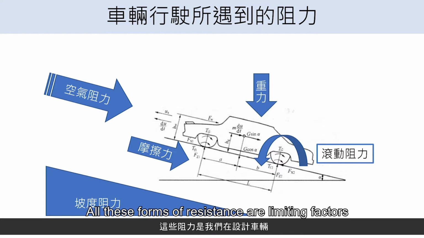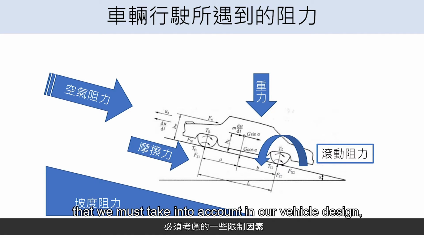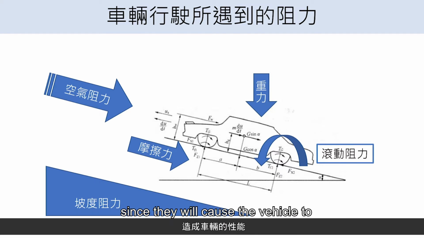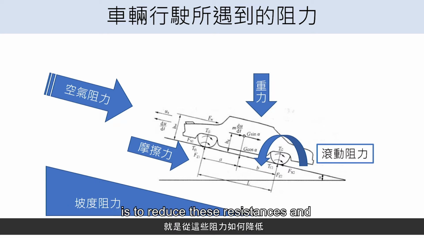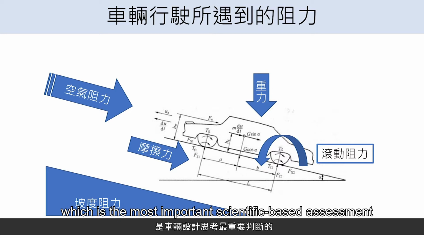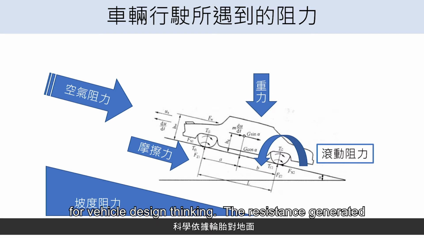All these forms of resistance are limiting factors that we must take into account in our vehicle design since they will cause the vehicle to not be able to perform better. Therefore, the design thinking for vehicle optimization is to reduce these resistances and improve the vehicle's driving performance, which is the most important scientific-based assessment for vehicle design thinking.